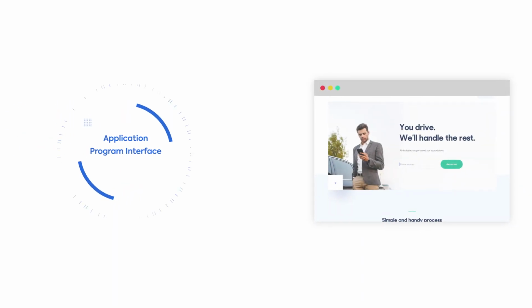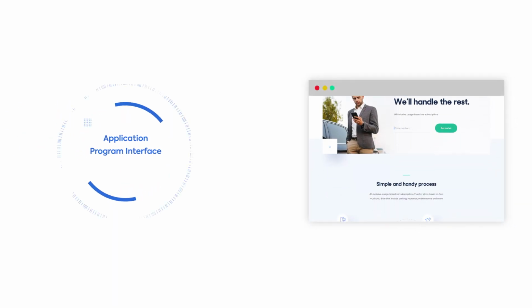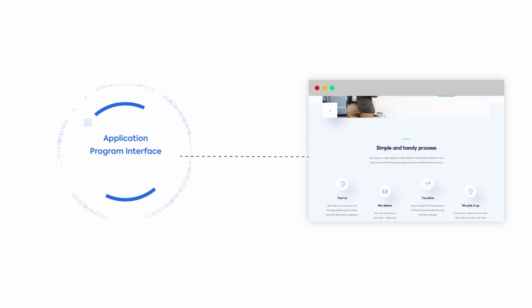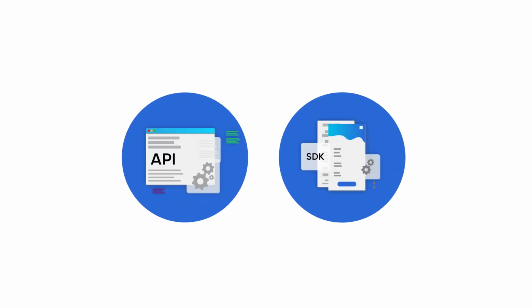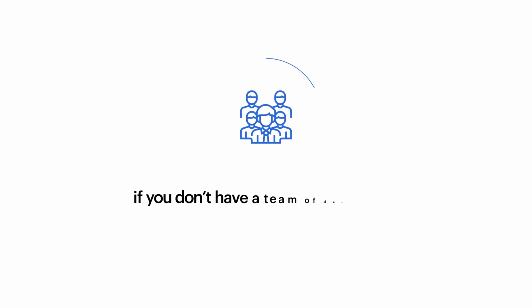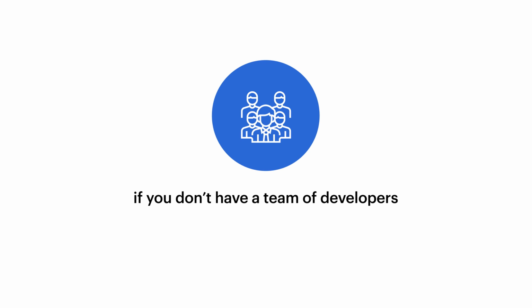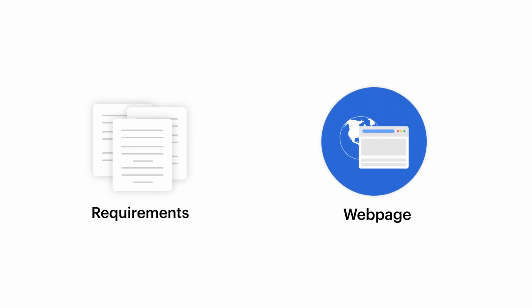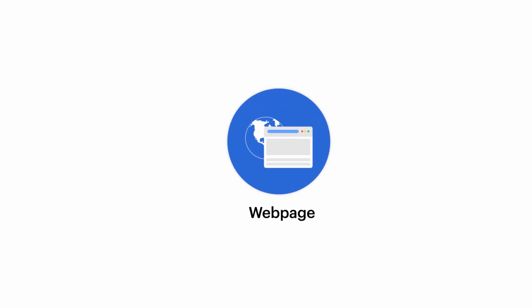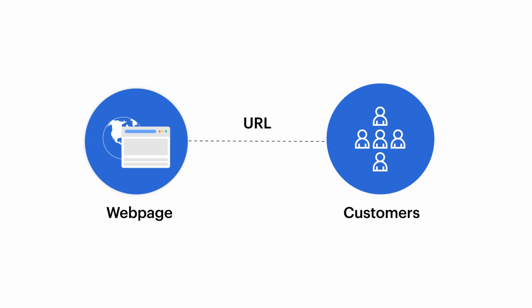First, the integration. You can integrate our application program interface, or API, to your website, and our software development kit, or SDK, to both your Android and iOS mobile apps. And if you don't have a team of developers, don't worry. We offer hosted verification as well. Simply tell us your requirements and we'll create a web page for you. You can send its URL to your customers who can upload their IDs for verification there.